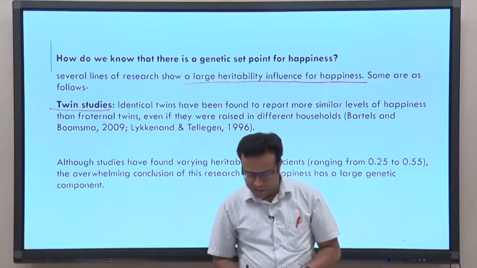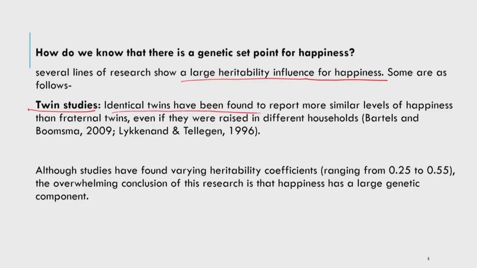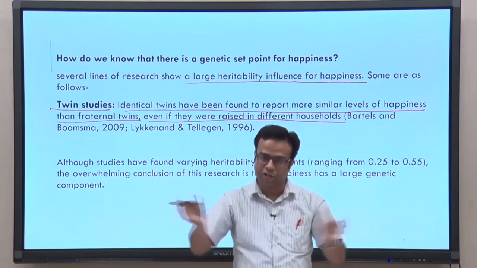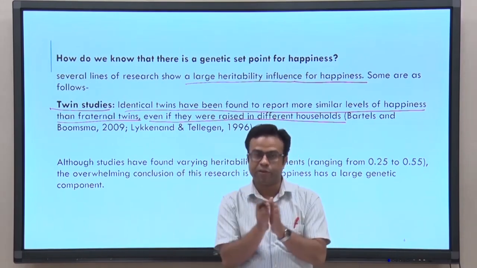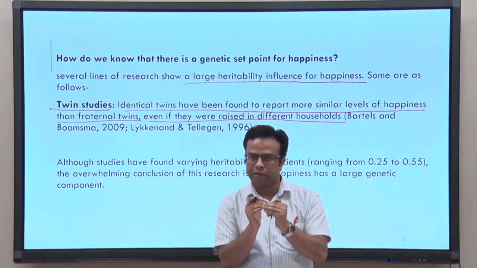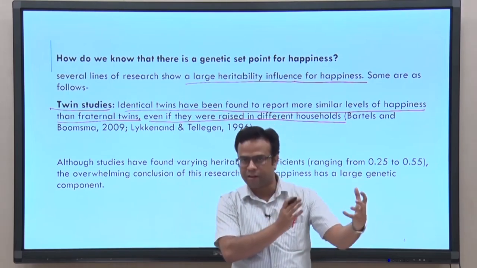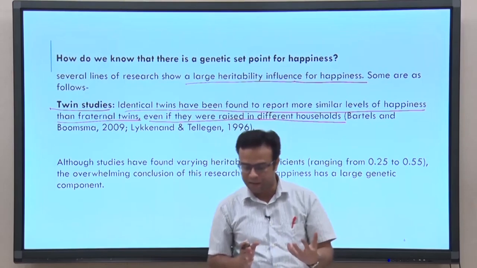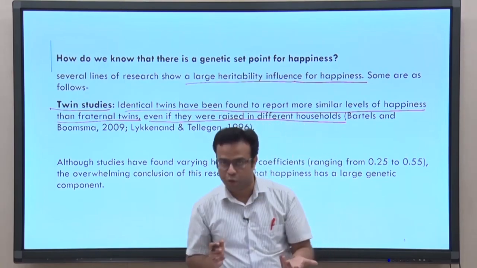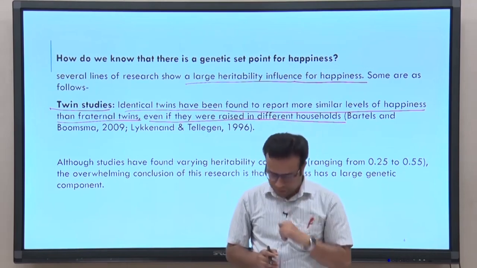So twin studies basically showed that identical twins have been found to report more similar levels of happiness than fraternal twins. Fraternal twins are not genetically identical. Identical twins, even if they are raised in different households, different backgrounds, different cultures, have very similar senses of happiness and emotional experience. So it clearly indicates that despite differences in the environment where they were raised, they still show certain similarities in their experiences of emotions and happiness. So, genes should play a very important role, because they are genetically identical.